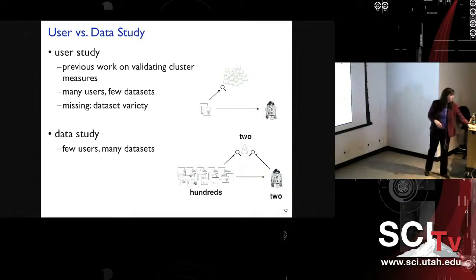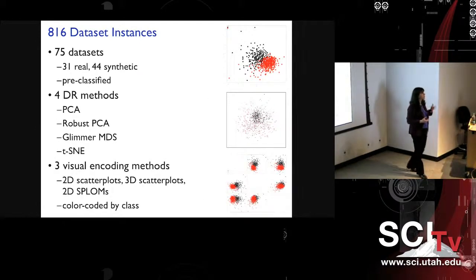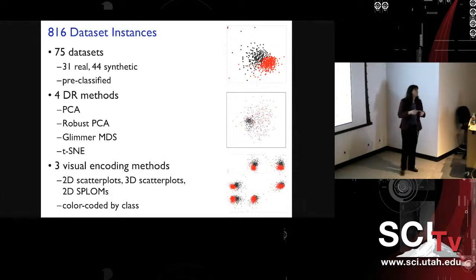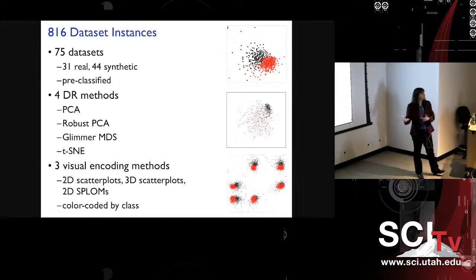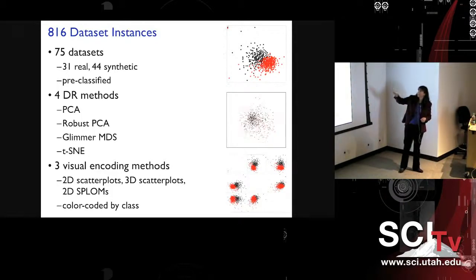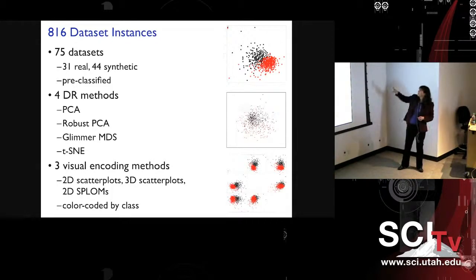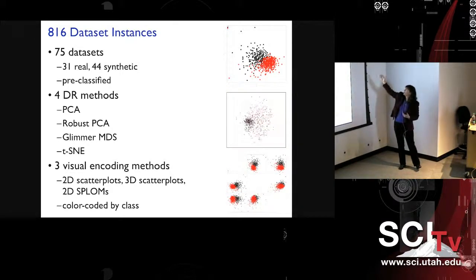So in the end, we ended up having 2 humans look in detail at 816 data sets, where what we're calling a data set instance is the combination of a data set, a dimensionality reduction method, and a visual encoding method. So we looked at 33 real-world ones, 44 carefully designed synthetic ones. Notice how this is pre-classified data. So there was some idea that there's a classification, which here we expressed as a color coding. And we're trying to show whether this classification actually shows cluster separation.